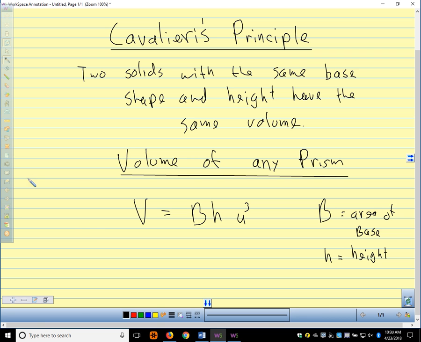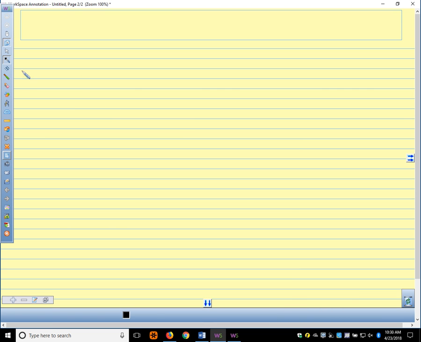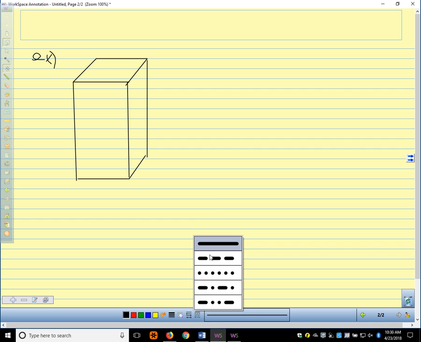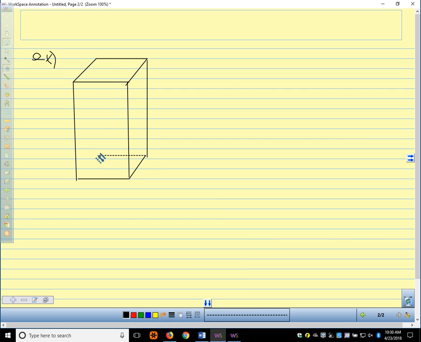So let's look at a couple of examples. Here's my prism. And I'm going to draw in the other sides just with dotted lines. So there we go. And I'm going to say this is 6 meters, 5 meters, and 12 meters.